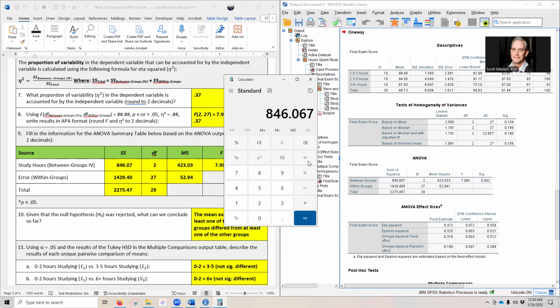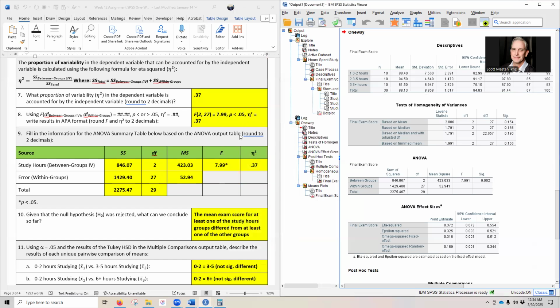846.067, and we want to divide that by the total, which is 2275.467. We get 0.3718, and so on. If you round this, it rounds to 0.37. So hopefully that's what this says, 0.37.